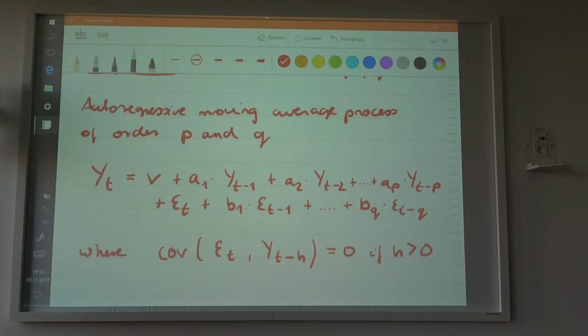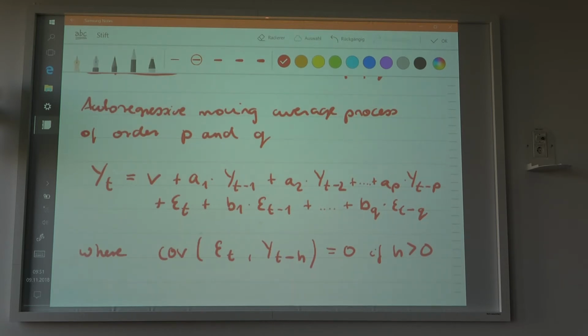And that is not true, of course, the other way around. So the current observations of the process do correlate with the past of the noise, because you have the past here and there. That's obvious. So basically this is what you're going to do.